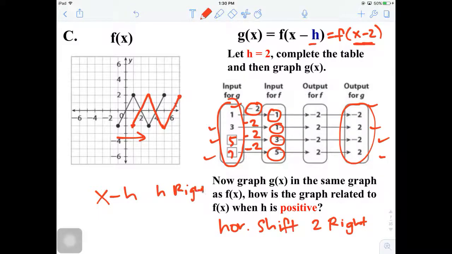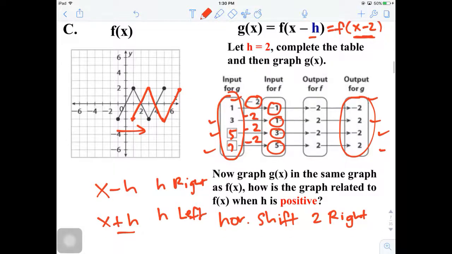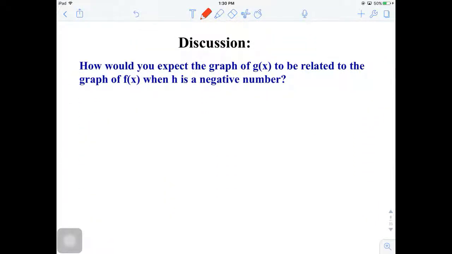Okay, so now you can guess that if there is such thing as a plus right here, x plus h, we can pretty much guess that it would go the opposite way. So we're going to actually go h units to the left if it was a plus. So minus means to the right and plus means to the left. And that would be your guess. So let's take a look at this discussion question. How would you expect the graph to be related when h is a negative number?